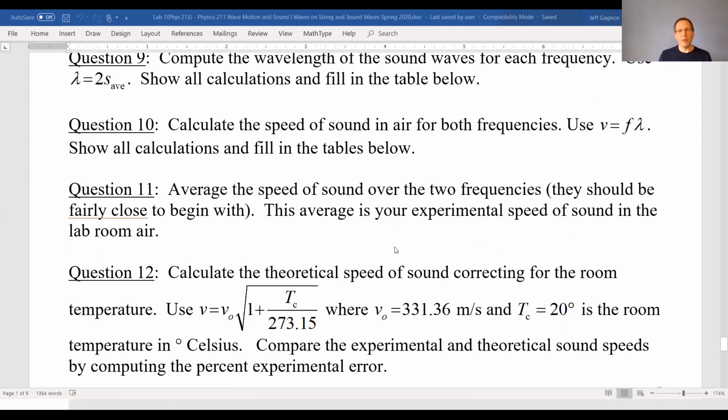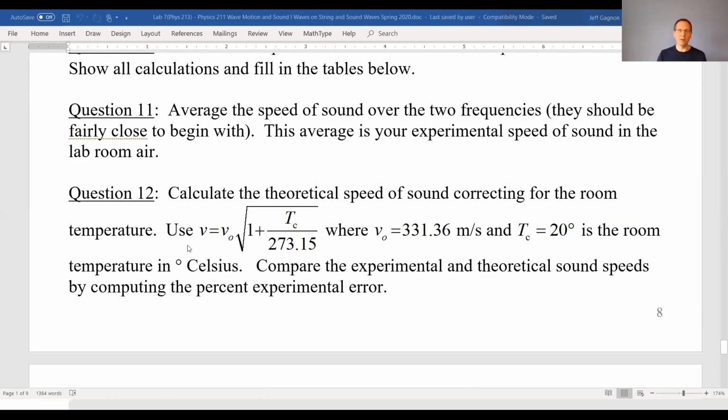Now, we can also calculate what's called the theoretical speed of sound, and this takes into account the temperature of the room. So here's the formula you're going to use. The theoretical speed of sound is V naught times the square root of 1 plus the temperature in Celsius divided by 273.15. V naught is just a constant. Everyone's going to use this value, 331.36. When I measured the temperature of the room the day I was recording the videos, it was around 20 degrees Celsius. So if you plug those values in, that's going to be the theoretical speed of sound.